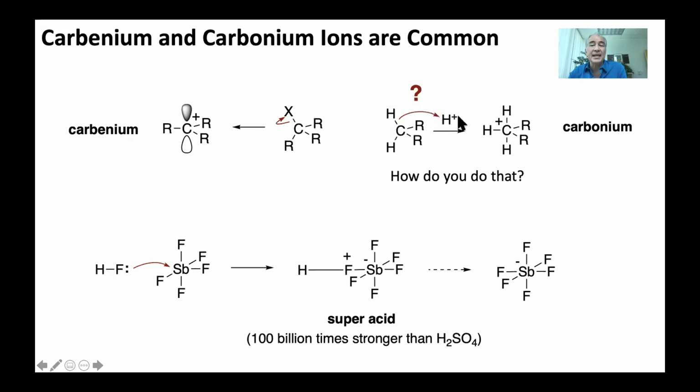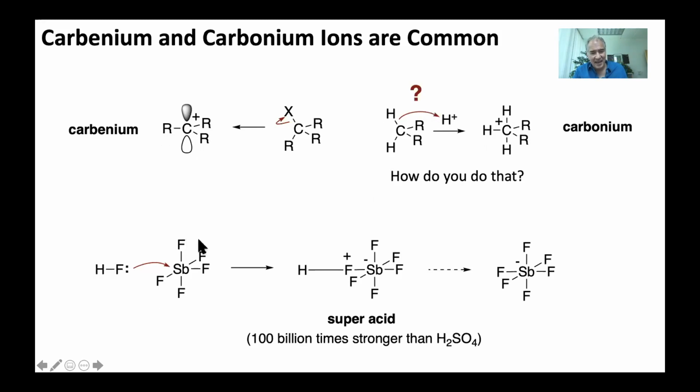You're not adding any electrons. The carbonium ion carbon here doesn't have more than 8 electrons. It still has only 8 electrons. Is there something that is so acidic that it could donate a proton to an alkane? The answer is yes. I'm going to show you how you generate an acid that is so acidic.